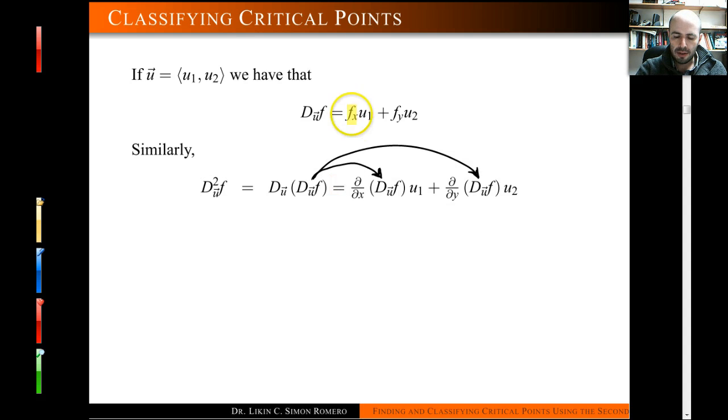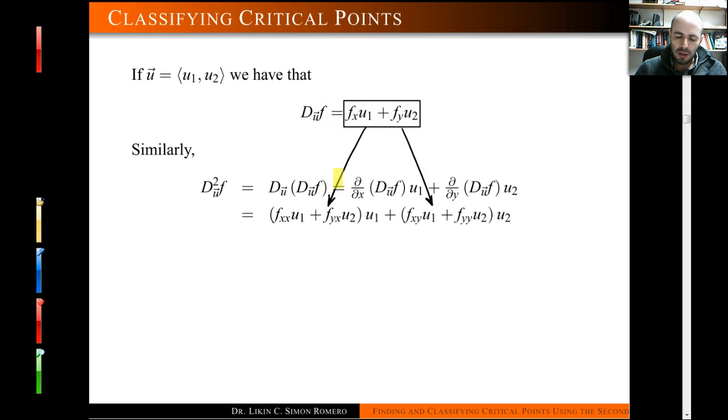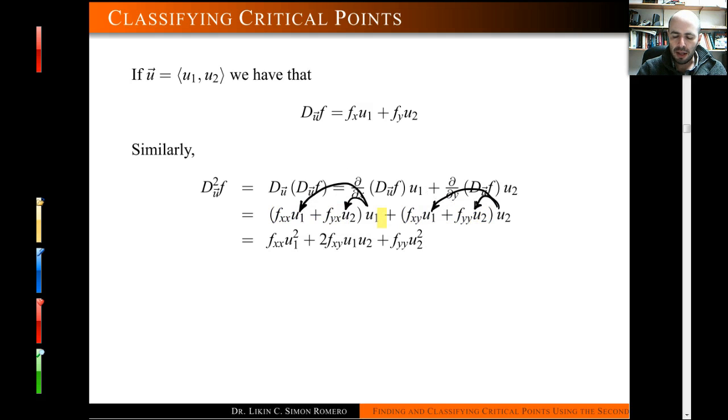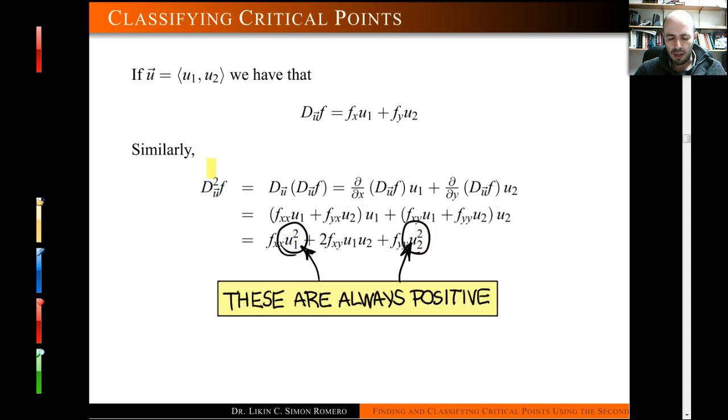Instead of f, we're going to plug in the directional derivative there. When you take the partial derivative with respect to x of the directional derivative, you obtain something like this. And if you take the partial derivative with respect to y of the directional derivative, you find something like that. Multiplying through by u1 and u2, this is what you get. Notice that squares are important, because the squares are going to eliminate factors that could influence the sign of the second order directional derivative. So notice that those are always positive.